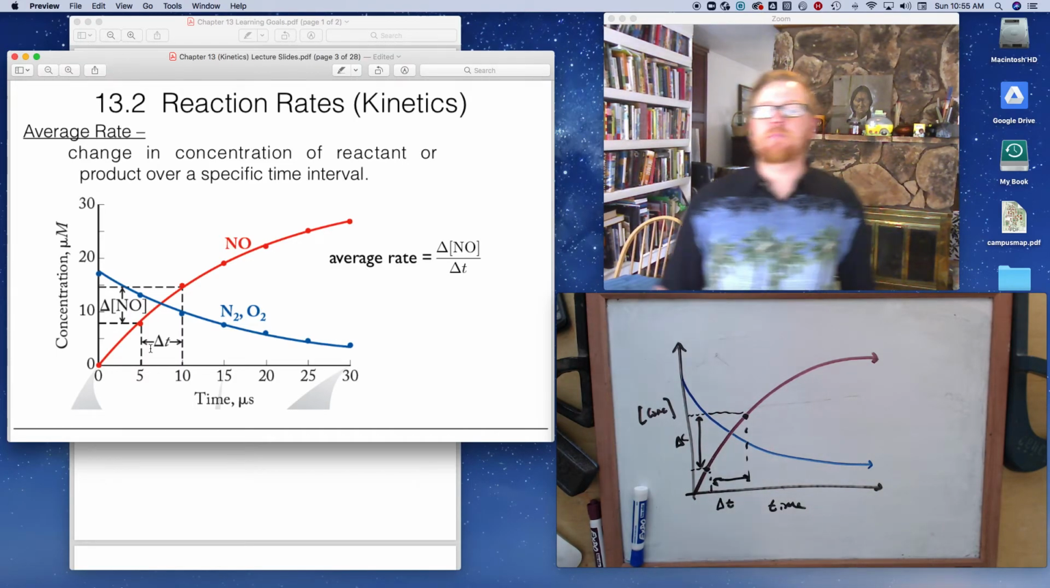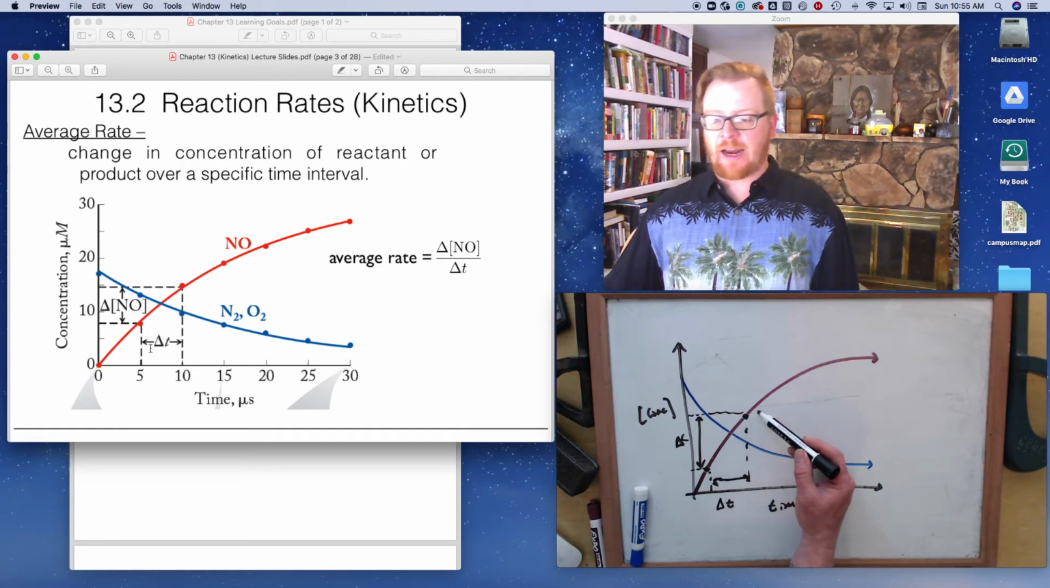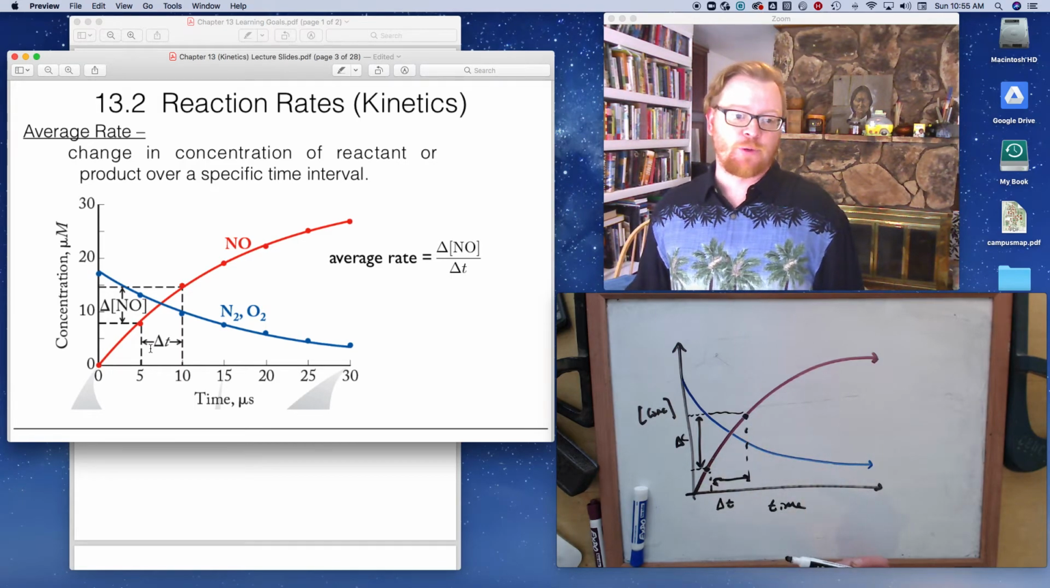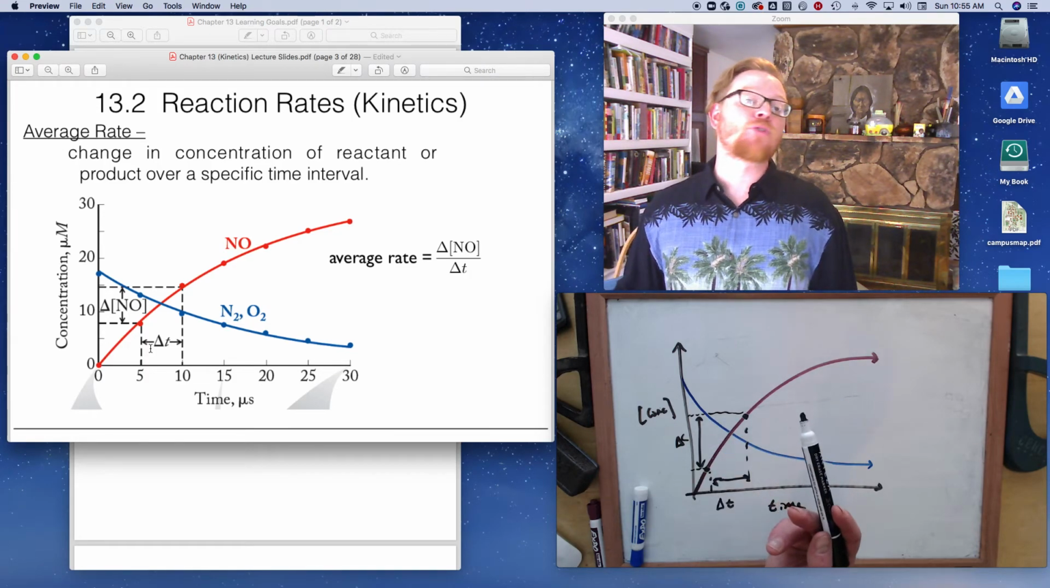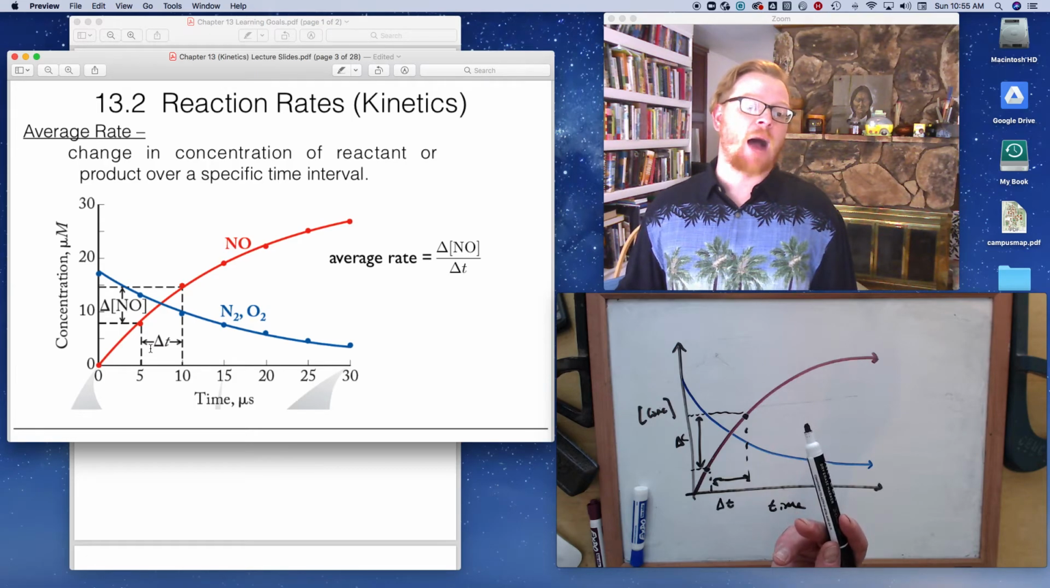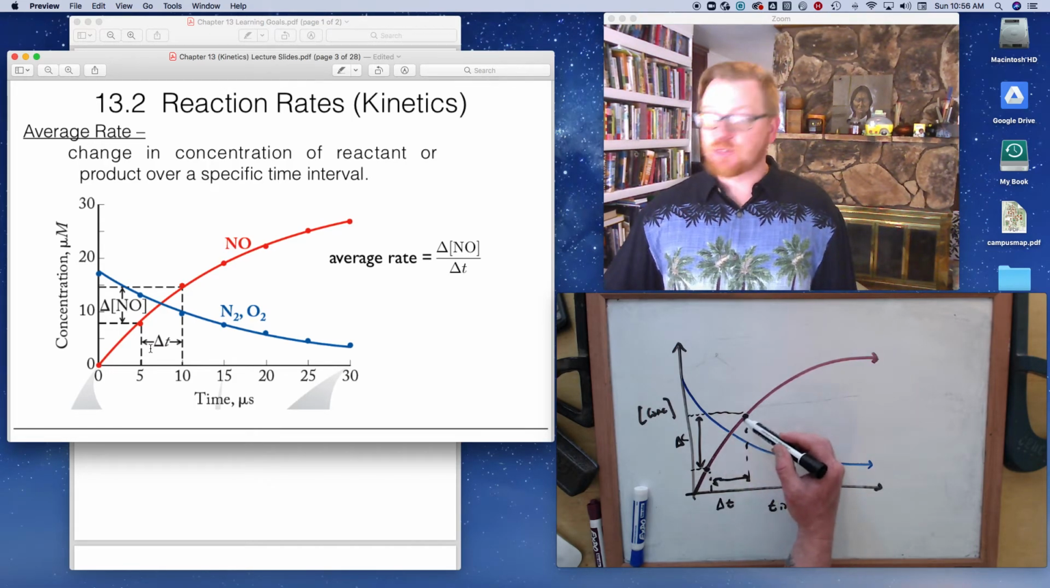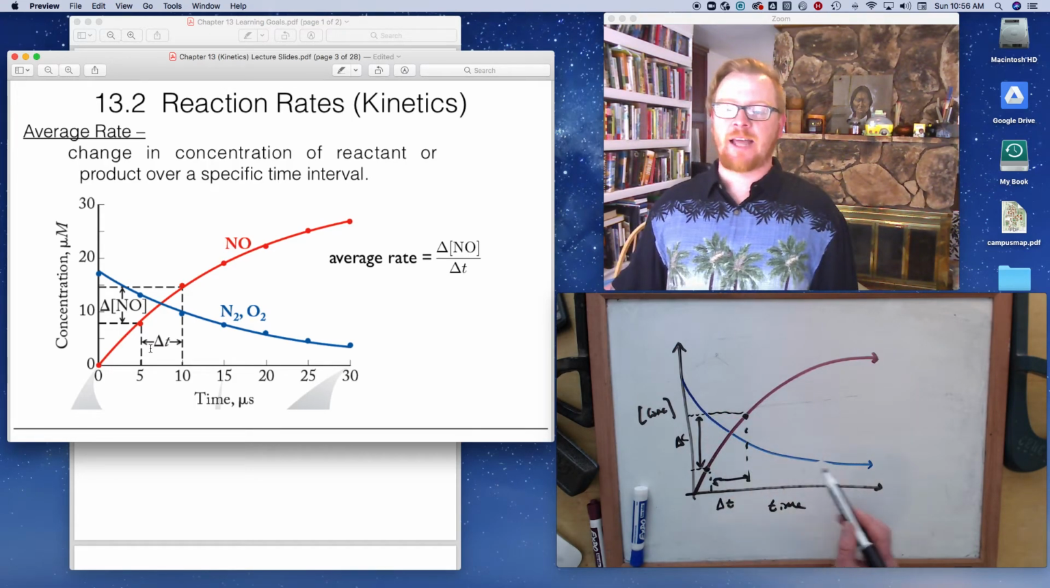And so that would give me the average rate that's occurring over this interval. And of course, if that was a straight line, if let's say that was a straight slope, then the average rate would do a really good job. And in some cases, this will be a straight line. So we'll talk later about what gives these reaction profiles their curvature.